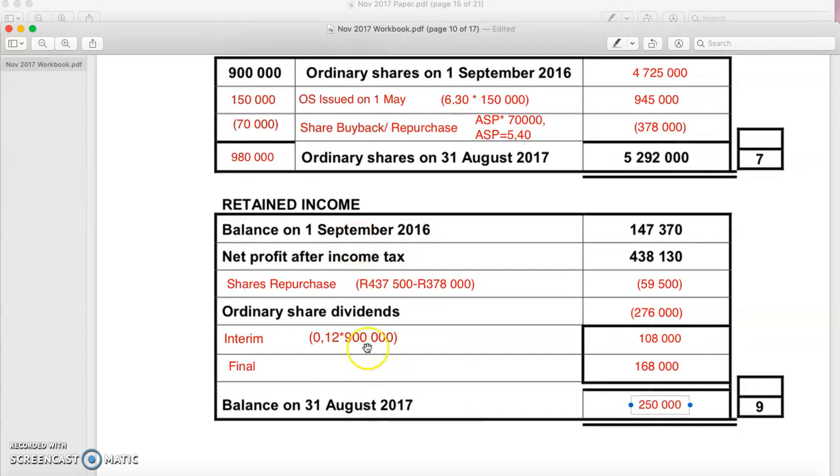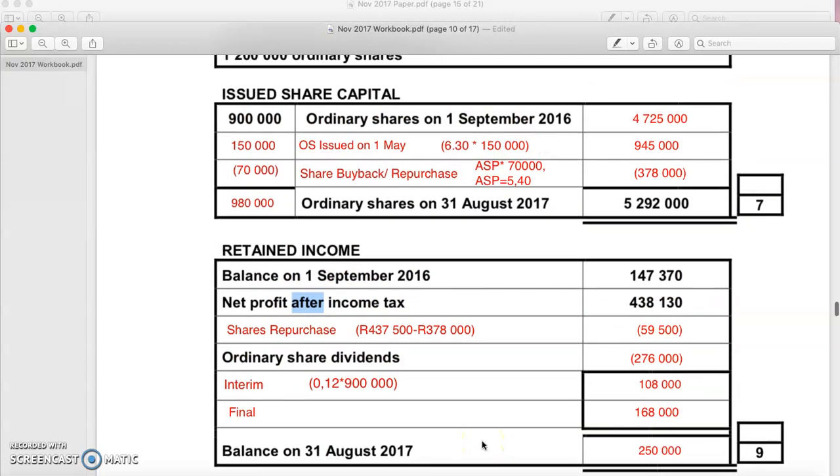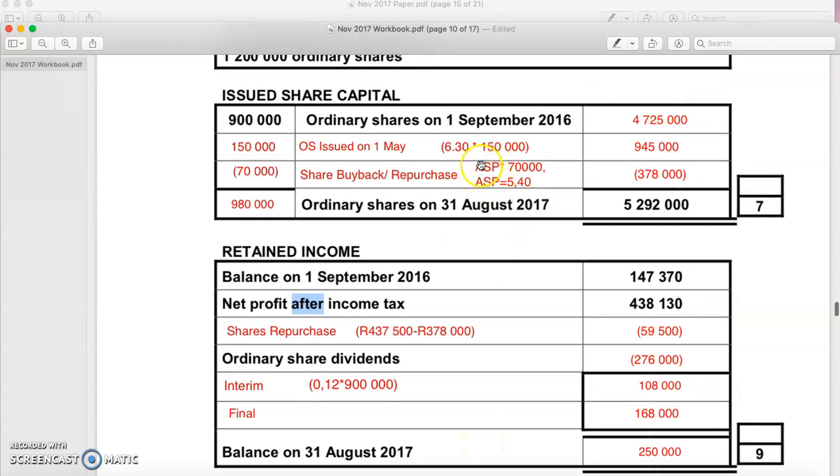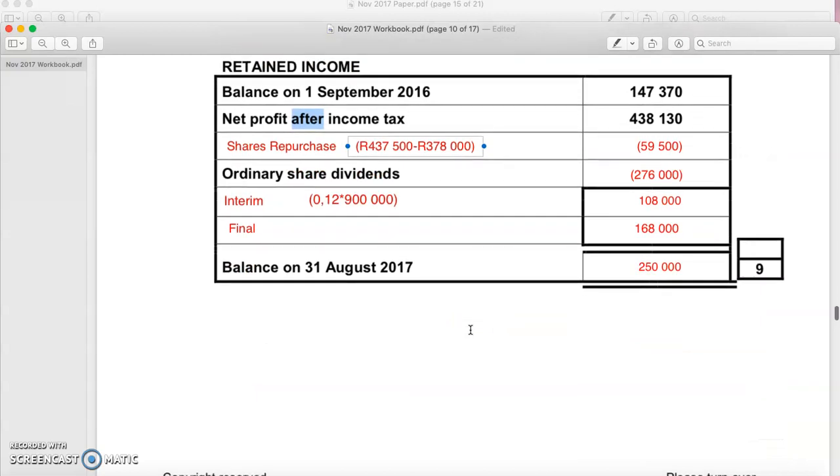So make sure you learn these components. Make sure you remember that it's after tax. Make sure you remember small details like using the average share price here for repurchase, and that you have to subtract these two. Don't forget to check dates to find out how many shares were in issue on different dates, and you'll be okay.